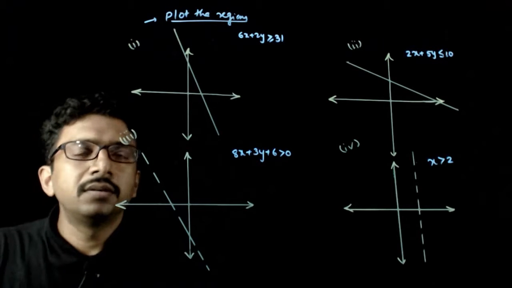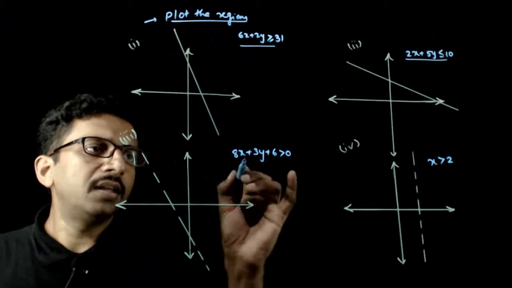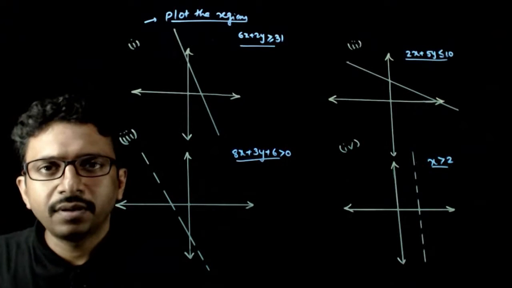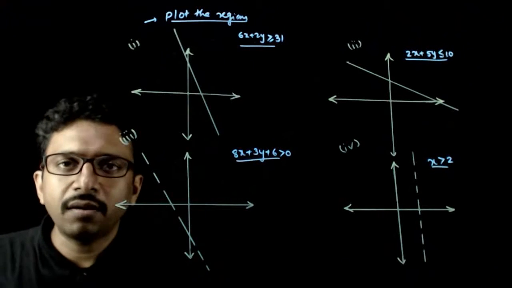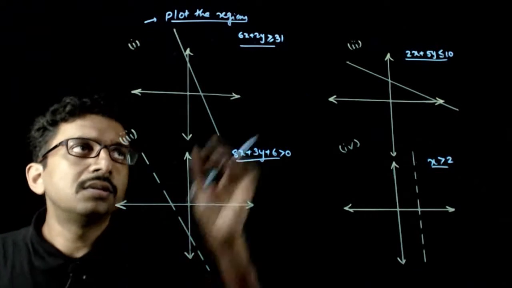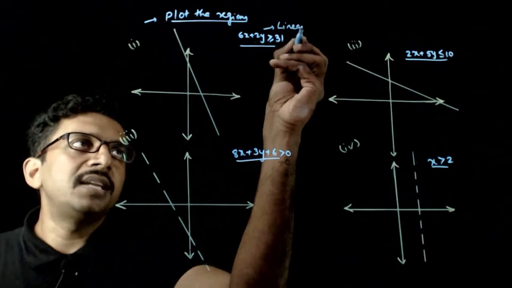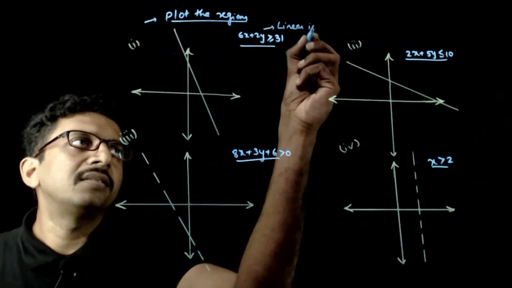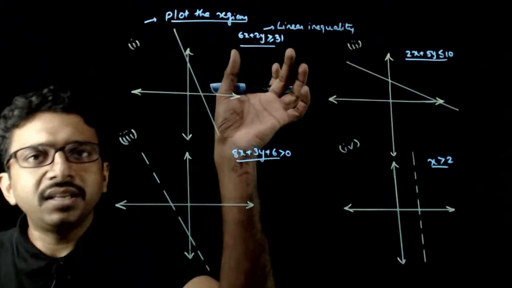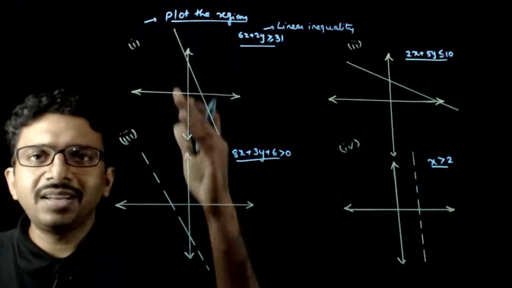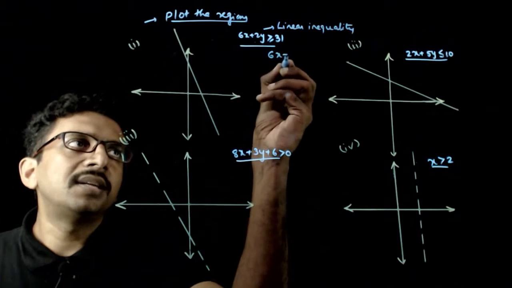So welcome students. In this question you are asked to plot the given regions in the Cartesian system. The first region is 6x plus 2y greater than or equal to 31. Whenever you have a linear inequality, first you plot the linear equality, that is 6x plus 2y is equal to 31. That is the first step that you do.